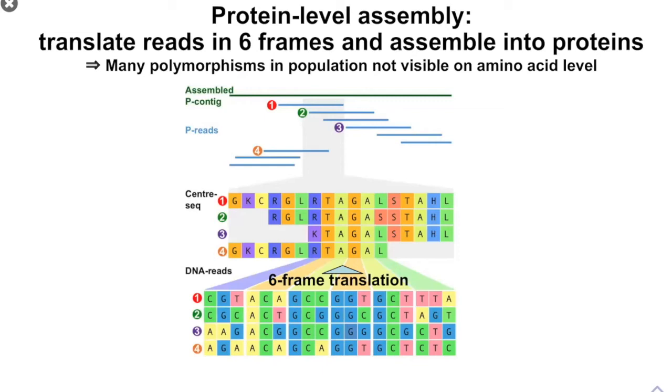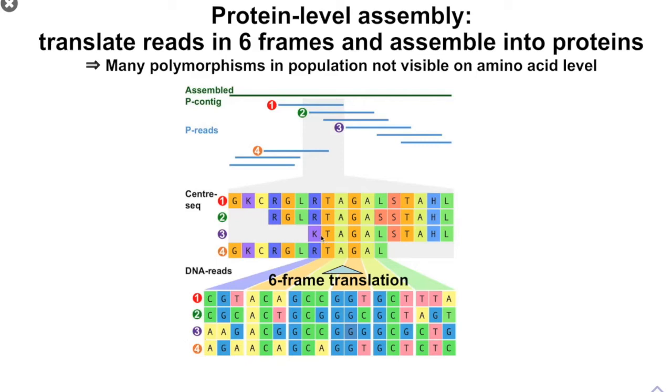PLASS was designed, as I mentioned, to assemble these diverse environments. And why can it do that? Instead of assembling nucleotide reads, it assembles reads on the protein level. It takes the nucleotide reads, uses again the six-frame translation, and finds overlaps between these reads on the protein level. Then it concatenates these reads together into proteins, and it does that iteratively until it reaches the stop codon and the start codon, and it has assembled that.